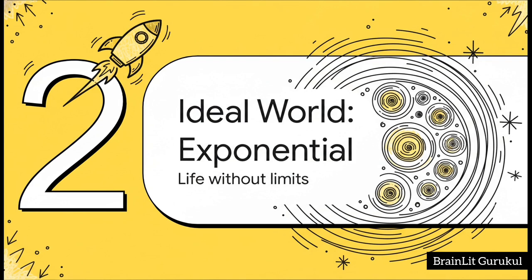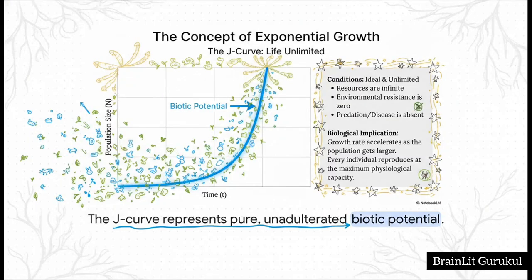Welcome to the ideal world of exponential growth, where we get to explore the absolutely explosive power of life when it has zero limits. And here it is, the famous J-curve. This thing represents pure, unfiltered biotic potential. Imagine ideal conditions: infinite resources, no predators, no disease. The population doesn't just grow, it accelerates. The more individuals you have, the faster the population just explodes upwards. It is life completely unleashed.